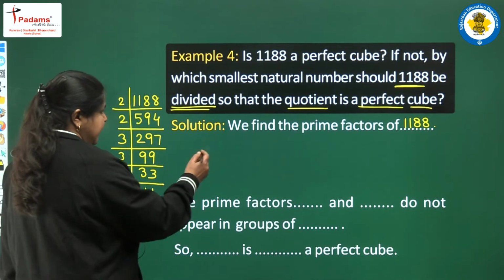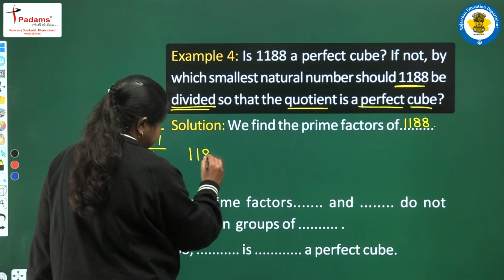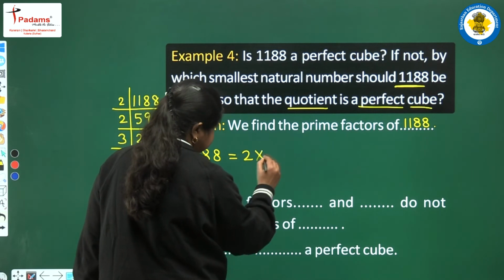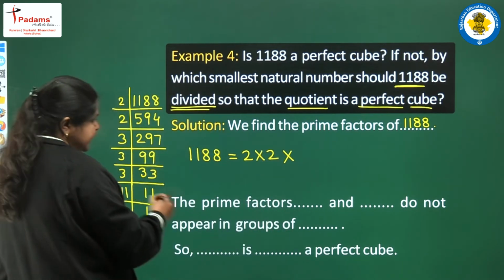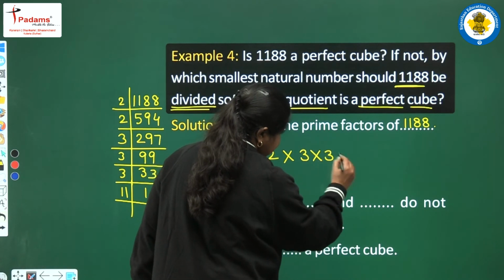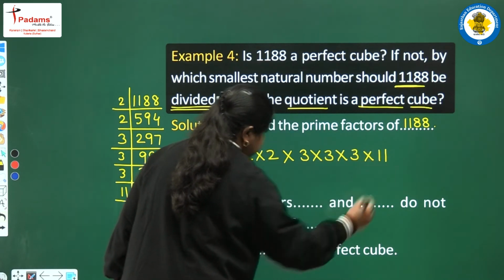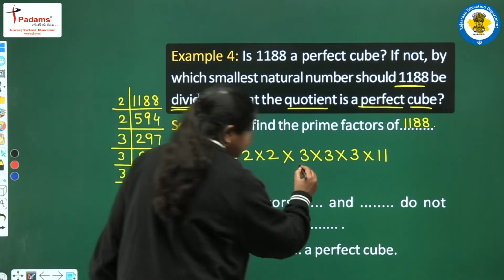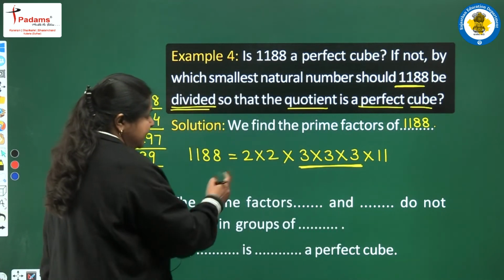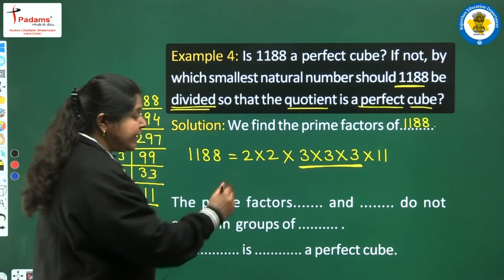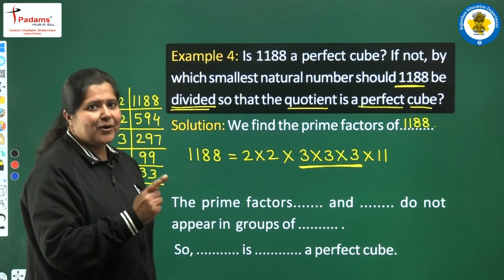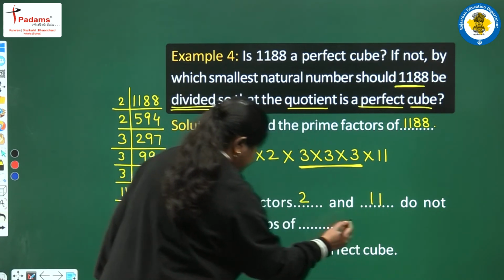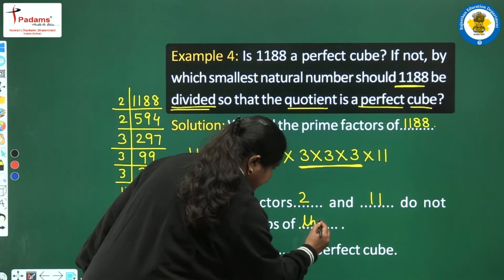Now what? We write down the prime factors of 1188. This is equal to 2 into 2, and here we have 3 times 3, and then we have 11 in the end. Now what do you see? When we form the triplets, let us form it. We are getting only one triplet here. Neither 2 is forming a triplet nor 11. ना तो 2 का ट्रिपलेट बन रहा है और ना ही 11 का. So the prime factors 2 and 11 do not appear in groups of 3.